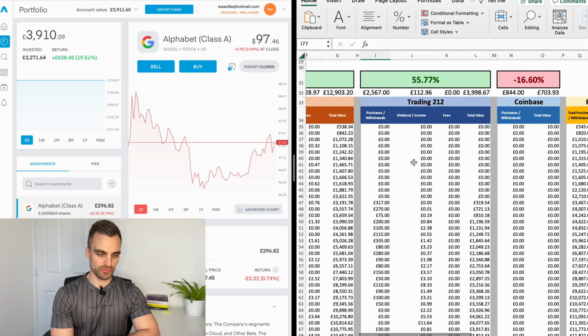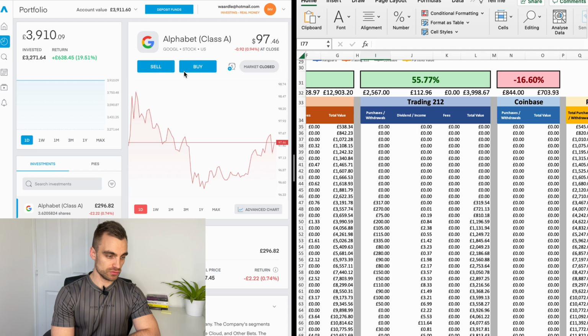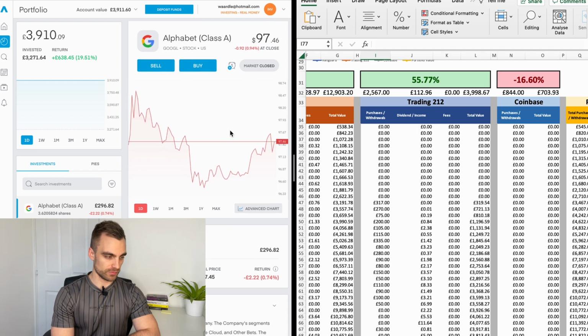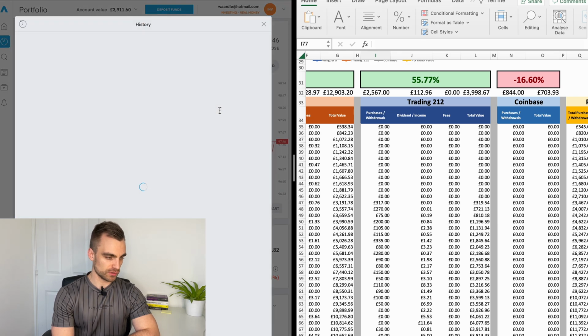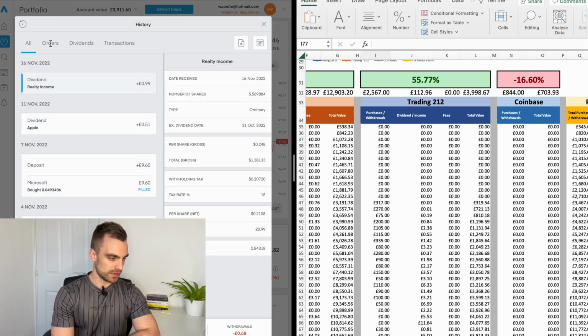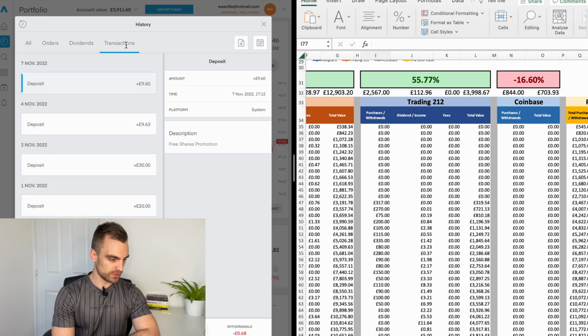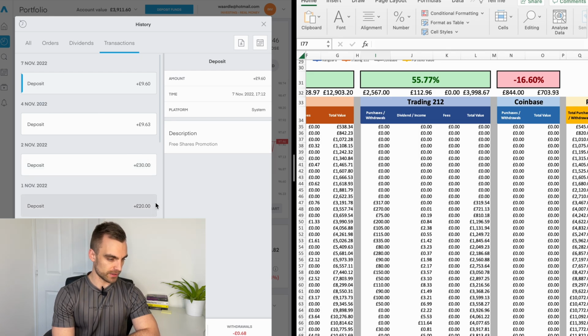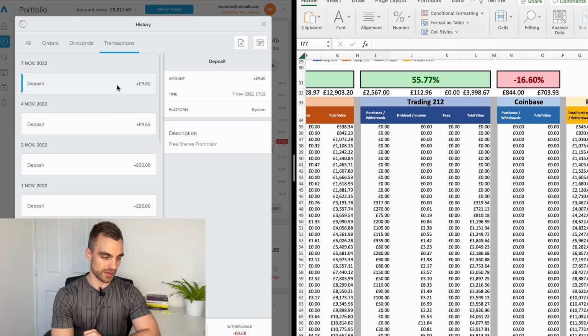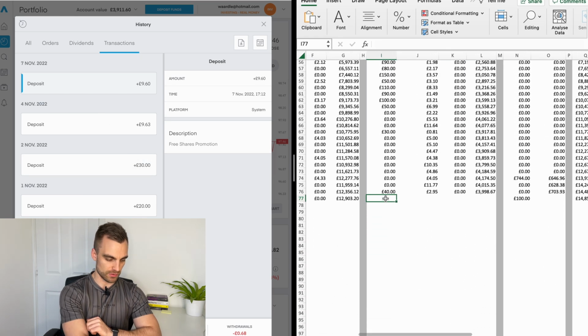So the next column we're interested in then is Trading 212. So we've hopped onto the Trading 212 platform here. What we want to know to start with is how much we've invested in Trading 212 so far. So we'll come across to the History tab and we'll look at transactions, and we can see that so far this month I've deposited £30 on the 2nd of November and then £20 on the 30th of November. These two here are free share promotions, so we will just ignore that for now. So that's £50 that we can put into my investments tab over here.